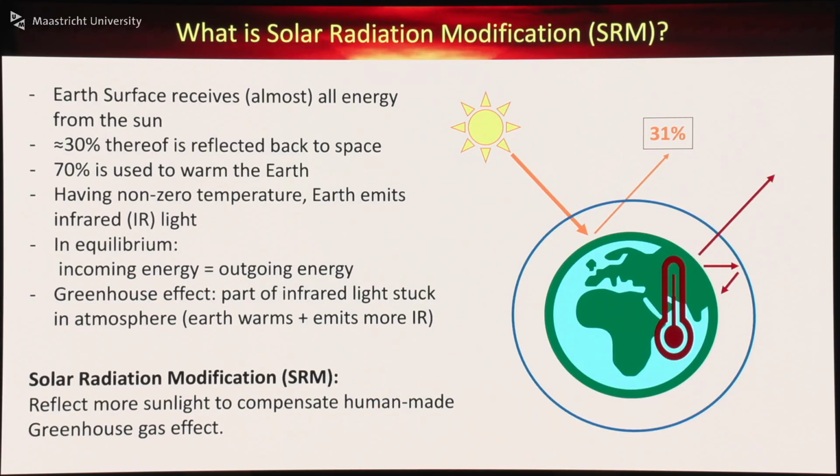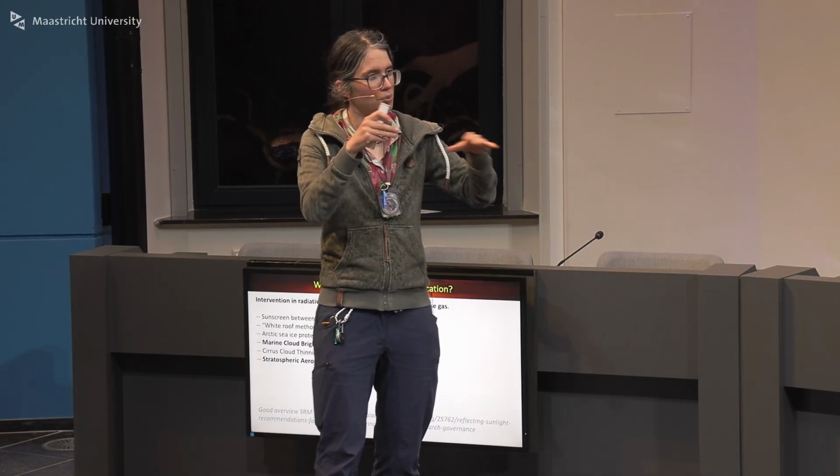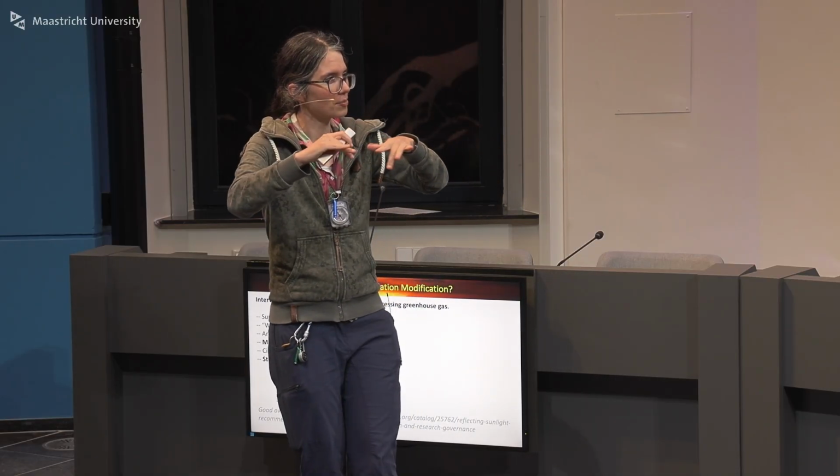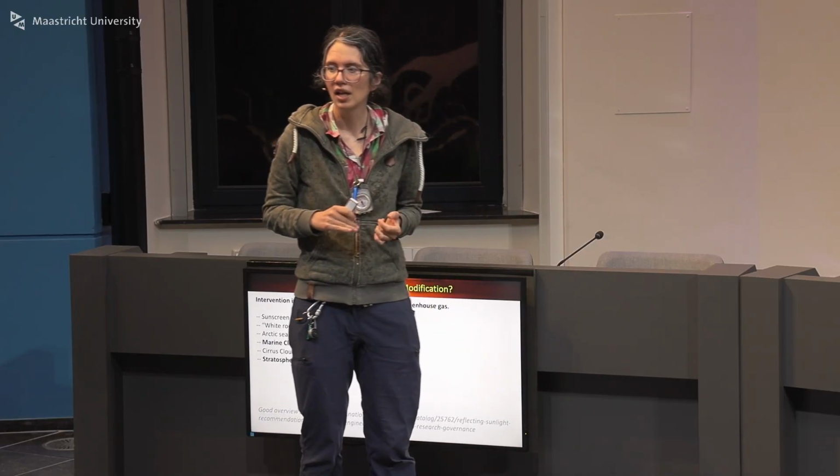That's the idea. A lot of possible techniques have been suggested. Not all of them are feasible or effective. So one of them is very futuristic. Maybe you could have a sunscreen between the Earth and the sun to intercept the sunlight out in space. The feasibility of this is pretty doubtful.